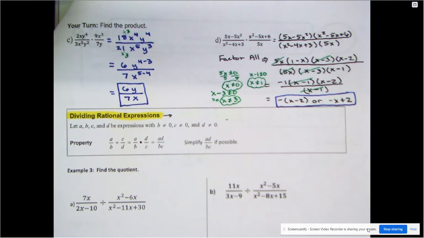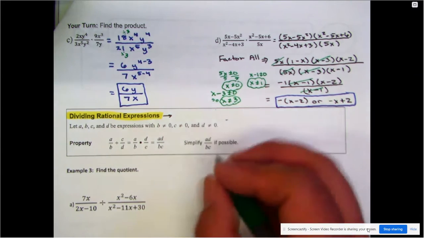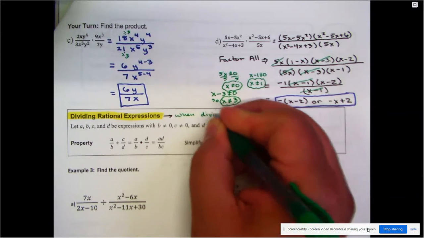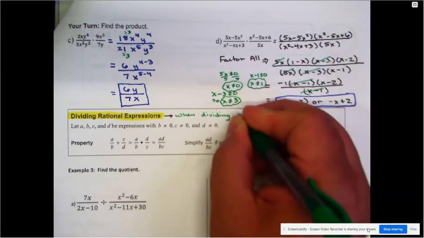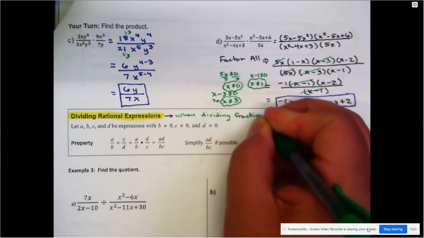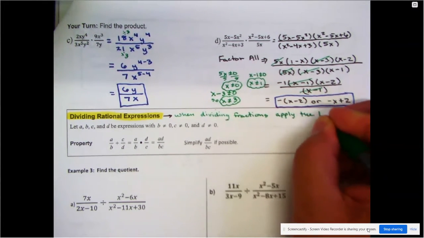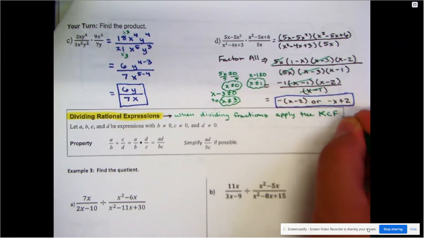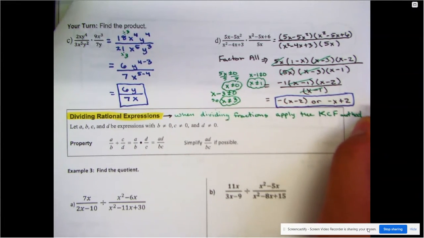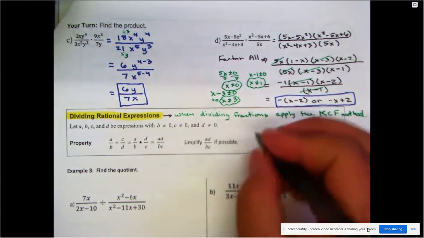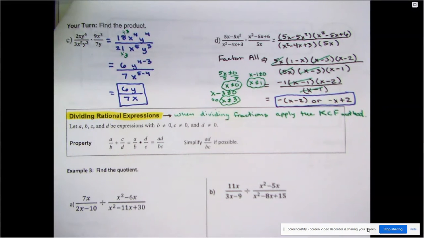When we're dividing rational expressions, aka dividing fractions, we do need to remember one thing: we don't divide fractions. So back in your elementary days, they said, when dividing fractions, apply the KCF, not KFC, KCF method. Now, if you forgot what the KCF method is, maybe that was just my teacher that taught it that way. The rule is we do not divide fractions.